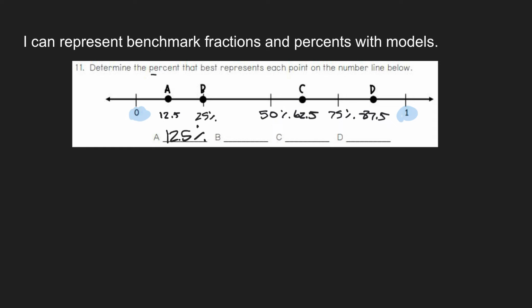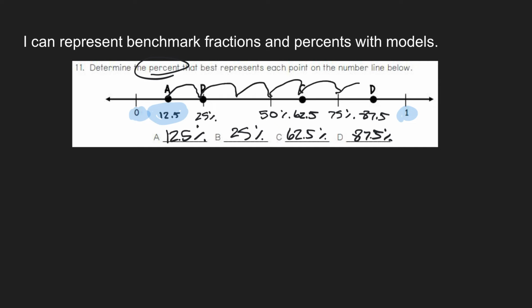Double check me. So I think we have 12.5%, right? We are looking for percent. 25%, 62.5%, and I think 87.5%. Double check my math. I did all that mentally. But in general, what I figured out is once I figured out that 12.5, that means every time that I was jumping this small amount, I was adding 12.5. Sorry, my jumps aren't very good. So that kind of helped me out.